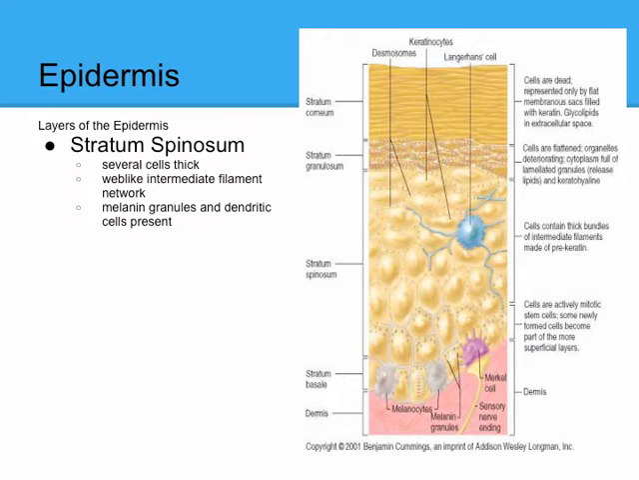Remember, this is the second layer from the bottom. So the basal layer is the stratum basale, and then just above that, just superficial to that, is the stratum spinosum. Okay, it has a strong intermediate filament network, and there are also dendritic cells here. That's important, and lots of melanin granules.